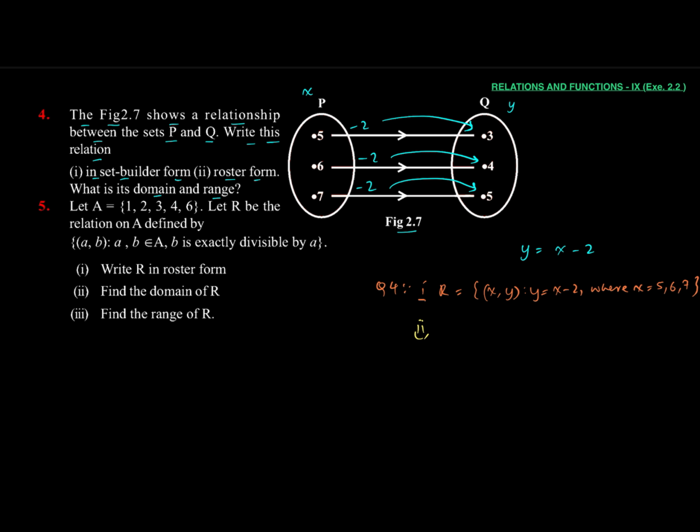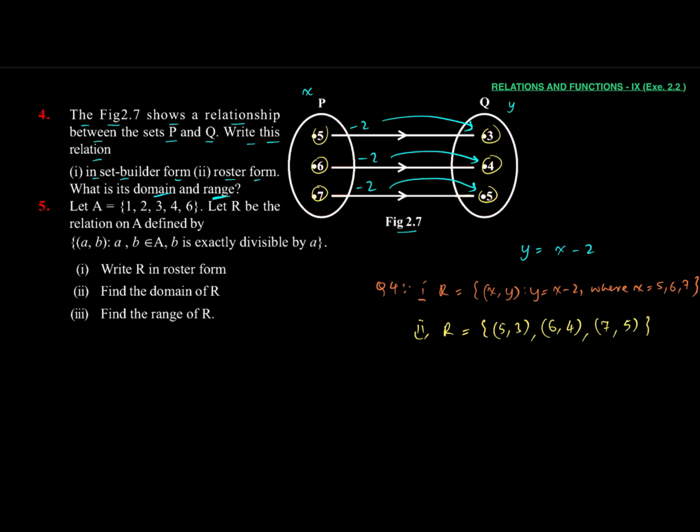Part number second, we have to represent this very relation in roster form as well. So in roster form, this relation will be having elements as, the first element will be 5 comma 3, that is this element and this element. The second element will be 6 comma 4, that is this one and this one. And the last element will be 7 comma 5, that is this one and this one.